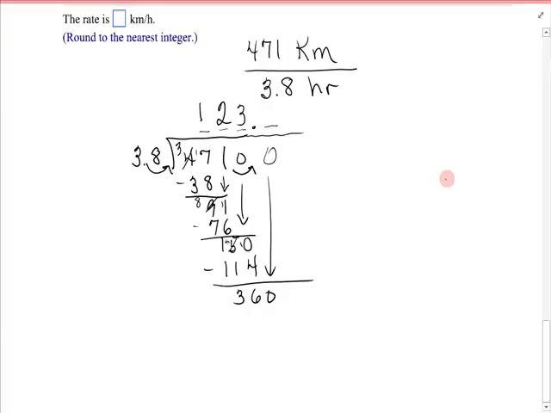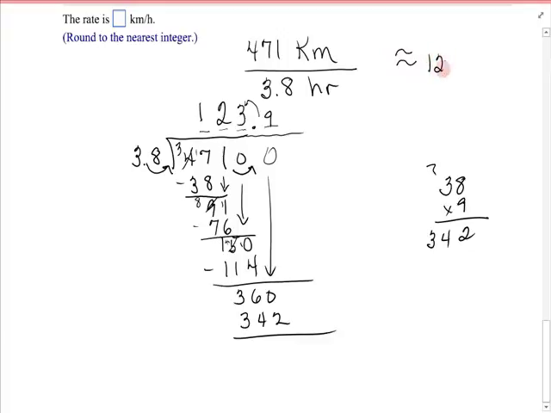Let's say about 9 times. 38 times 9. 72. Carry the 7. That's 27, and 7 is 34. So that worked. And I really don't care what else happens because I'm supposed to round to the nearest integer, which is the whole value, and the 9 tells me to round up. So this is approximately 124 kilometers per hour.